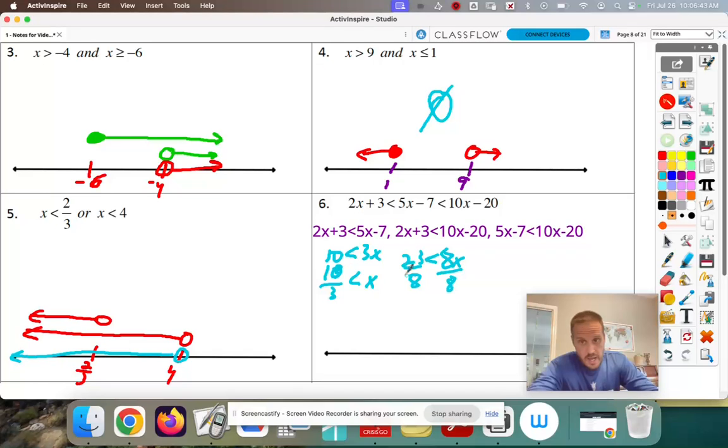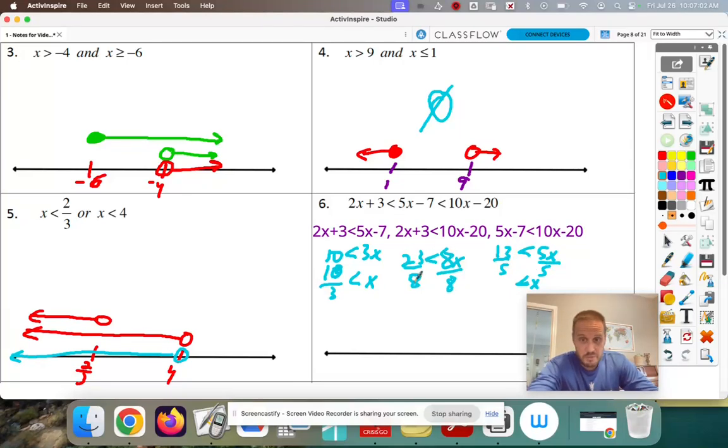Okay. And then here, if we move the x to this side, we get 5x, and we add 20, and we get 13. And we basically get x is greater than all of these numbers. X is greater than 13 over 5, which is about 2.6.